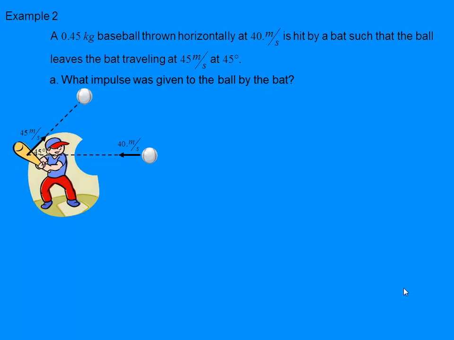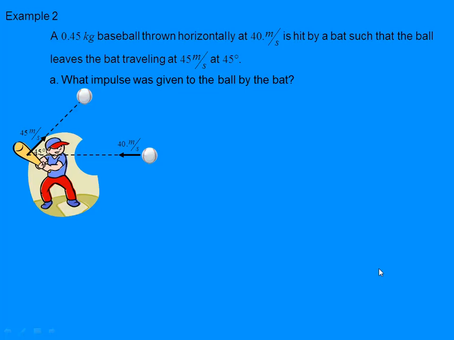Here's one that we didn't do last year. You have a 0.45 kilogram baseball thrown horizontally at about 40 meters per second, about 88 miles an hour, hit by a bat such that the ball leaves the bat traveling at 45 meters per second at 45 degrees. So the ball comes in, we're assuming horizontal to keep things nice, hits the bat, comes off right at a 45 degree angle, which of course would be the ideal to make it go the furthest.